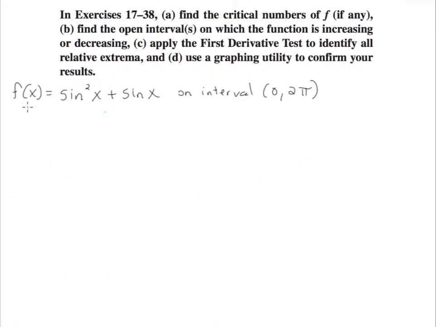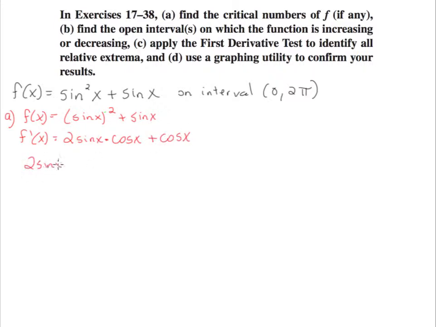For example 3, we're going to have the exact same directions, except we're on the interval from 0 to 2 pi. So first we're going to start by finding our derivative. So we take our derivative. Remember to use your chain rule. And then we set our derivative equal to 0. Factor out our GCF of cosine of x. Set each factor equal to 0.